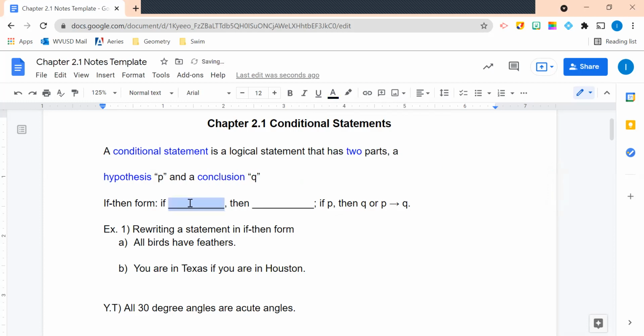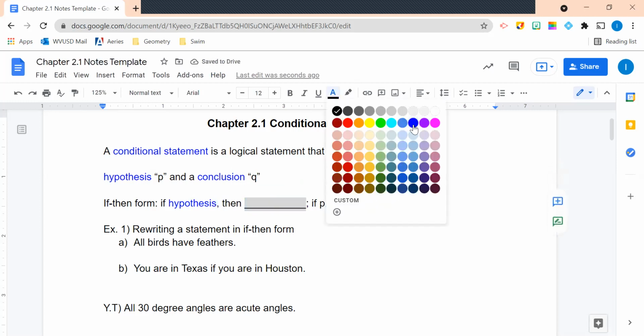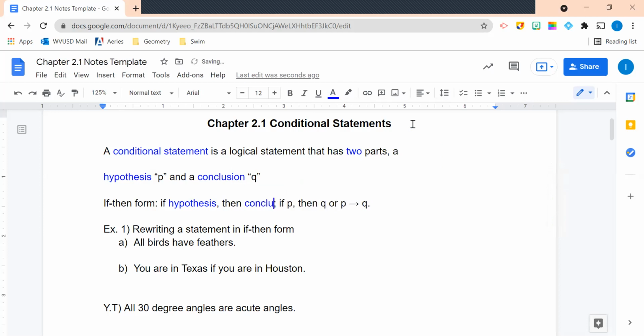In an if-then format, you start with if, and then you insert the hypothesis, then your conclusion. And that is your if-then format. Another way to write it is if P, the hypothesis, then Q, the conclusion. Or you can just write P with an arrow pointing at Q. And this means that it's if P, then Q.